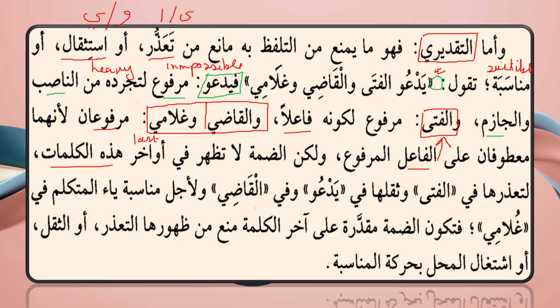You cannot see the dhamma on fata, qadi or ghulami or yad'u. Why? لتعذرها, as it is impossible in fata. Why? Because of the alif maqsura. ثقلها in the present tense and in the qadi, it's heavy, cannot show. And aw munasib means it is busy taking a suitable haraka, munasib in the ya mutakallim case, as in ghulami. فتكون الضمة مقدرة على آخر كلمة منع من ظهورها التعذر.